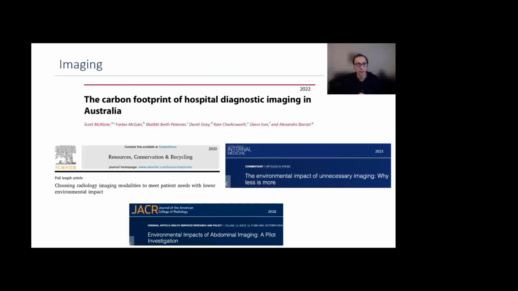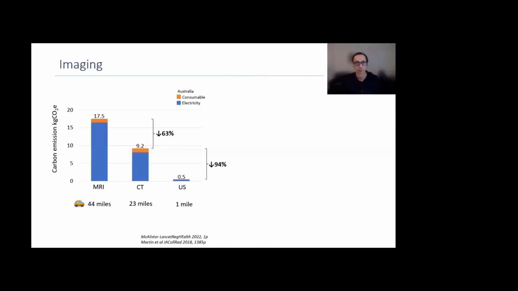All right, let's look at imaging. Again, a number of studies were published on this. The results are what we would expect. An MRI generates a far greater carbon footprint than a CT scan. And a CT scan, a far greater carbon footprint than an ultrasound. In relative terms, using a CT scan instead of an MRI would reduce environmental impact or the carbon footprint by 63%. And getting an ultrasound instead of a CT scan would reduce the carbon footprint by 94%.